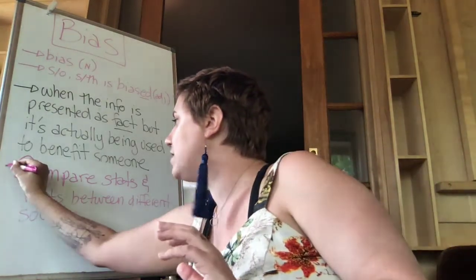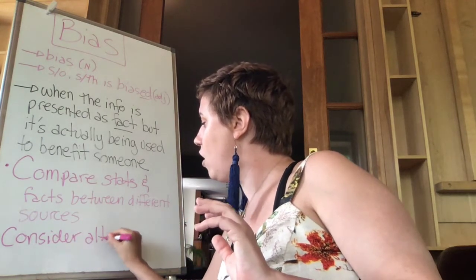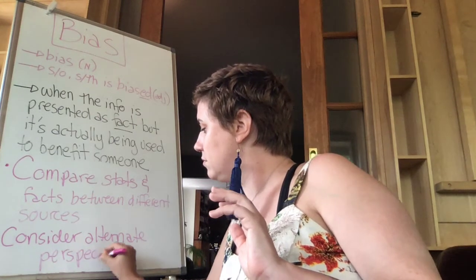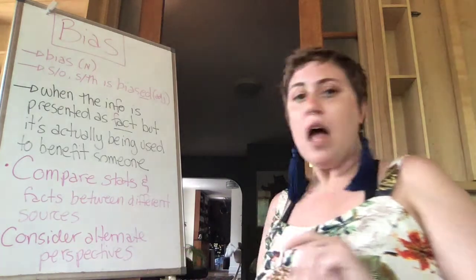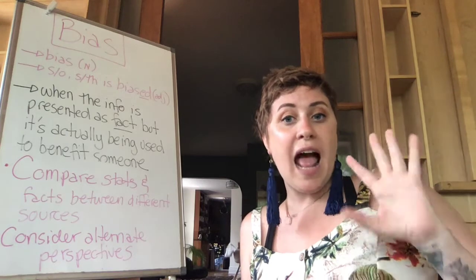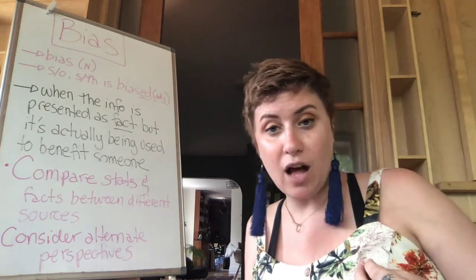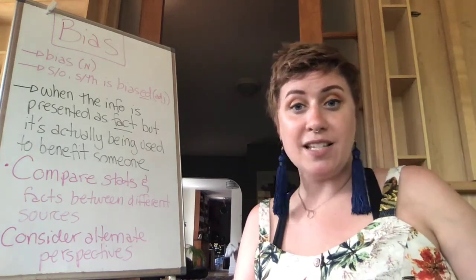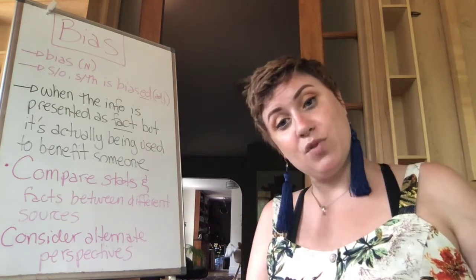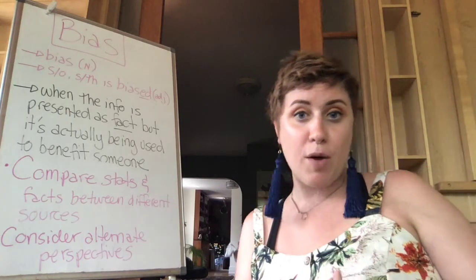The next thing I want you to do is consider alternate perspectives. So if your research is on how stress is really bad for students and it's bad for their health and bad for their mental health, it would probably be a good idea for you to find some sources that say the opposite. Like maybe there's some sources that talk about how stress is good for you or how stress is a natural part of our body's machinations.